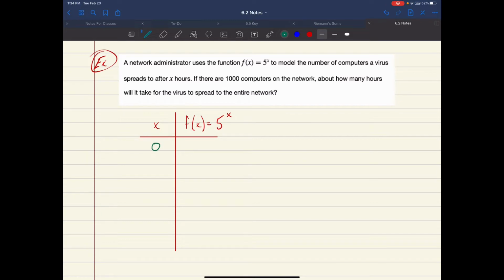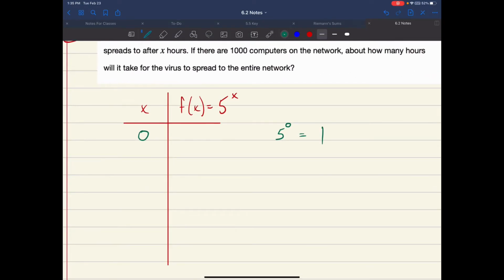So since x is representing hours, it's time, so we're not going to use negative numbers at all. So if I have a 0, so I go 5 to the 0, anything raised to the 0, doesn't matter if it's 1,000, 10,000, a million, negative 1 raised to the 0, it's always going to be equal to 1. So anything raised to the 0 power is 1. So this value is 1.